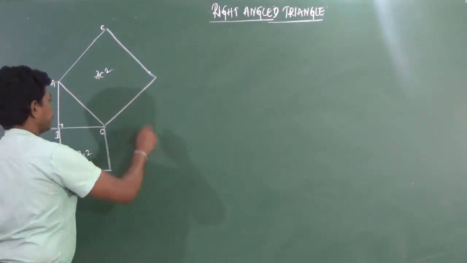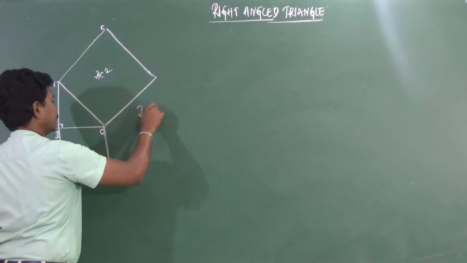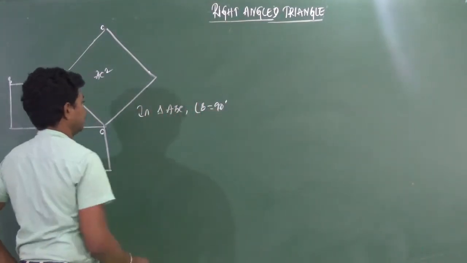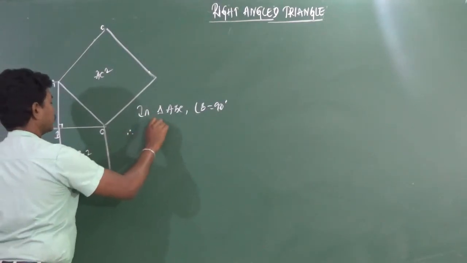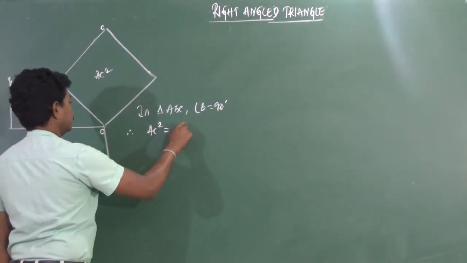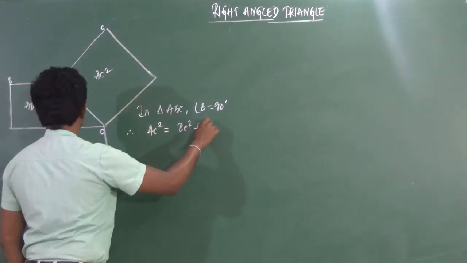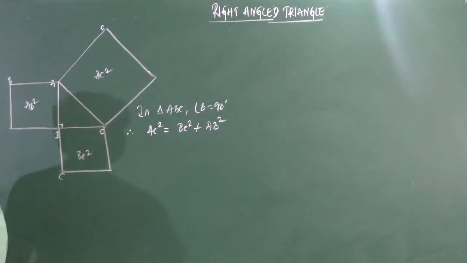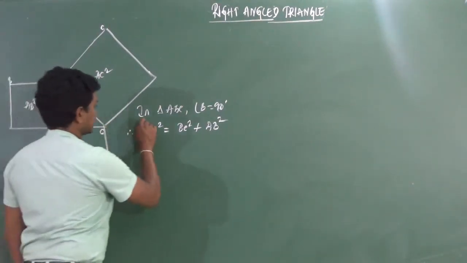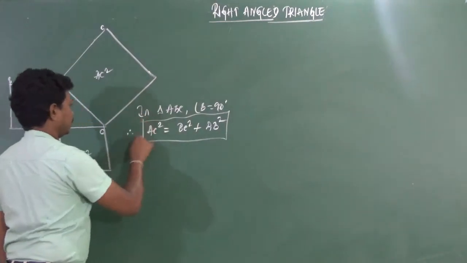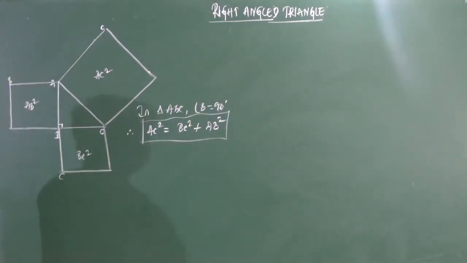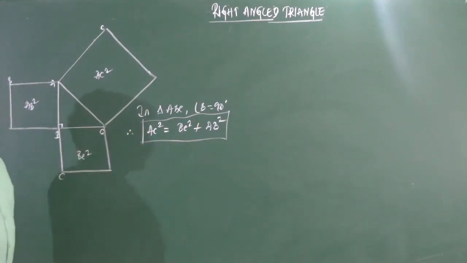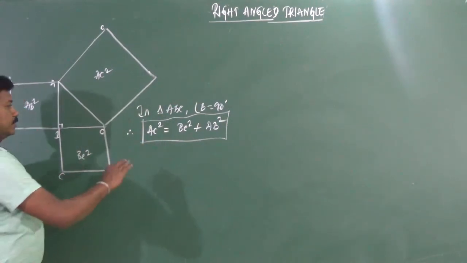So we know that according to the theorem, in triangle ABC, angle B is equal to 90 degrees. So therefore AC square will always be equal to BC square plus AB square. So AC square is equal to AB square plus BC square. So this is the root formula, that is the root of a right angle triangle when we directly apply the Pythagoras theorem: AC square is equal to BC square plus AB square.